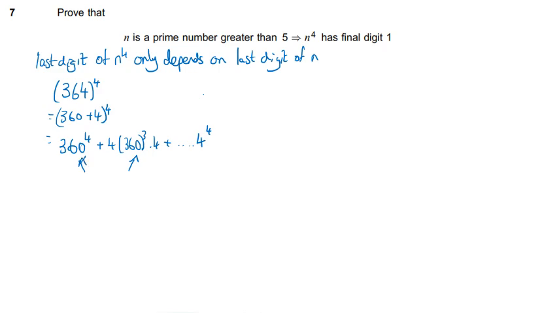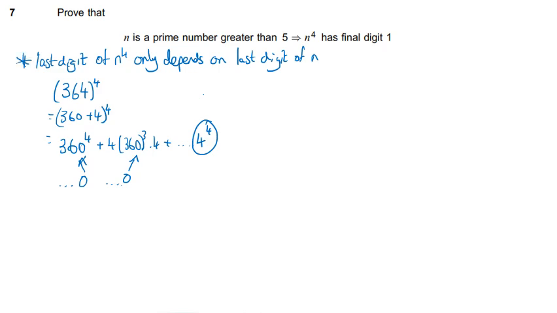And what you can see is that all of these terms have a power of 10 there. So 10 to the power of 4, cubed, squared. All of these terms are all ending in 0. So the only term that affects the final digit is this one. Okay, so that shows that the last digit of n affects the last digit of n to the 4. Now you don't need to write all that down. You can just state that that's the case.